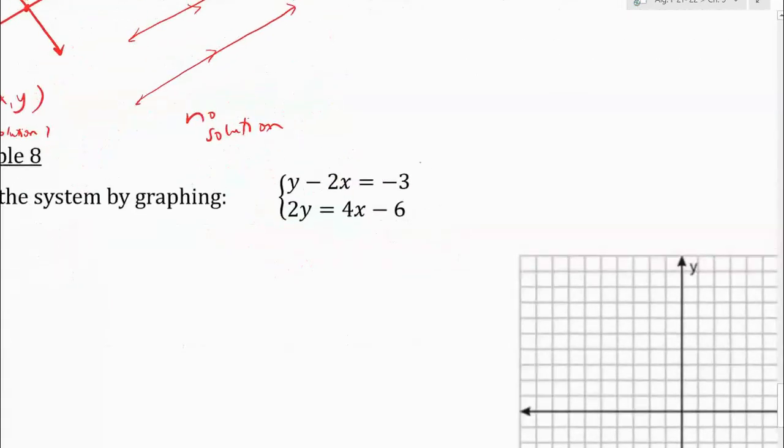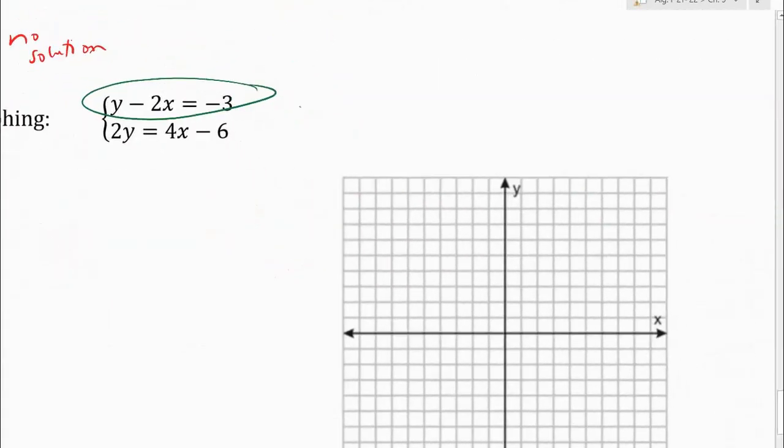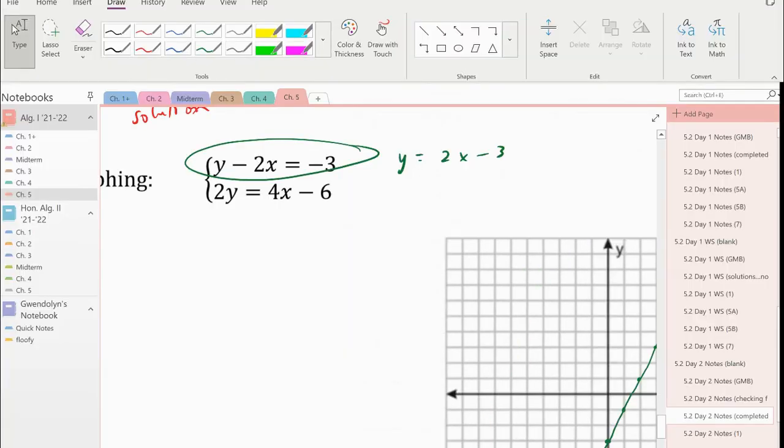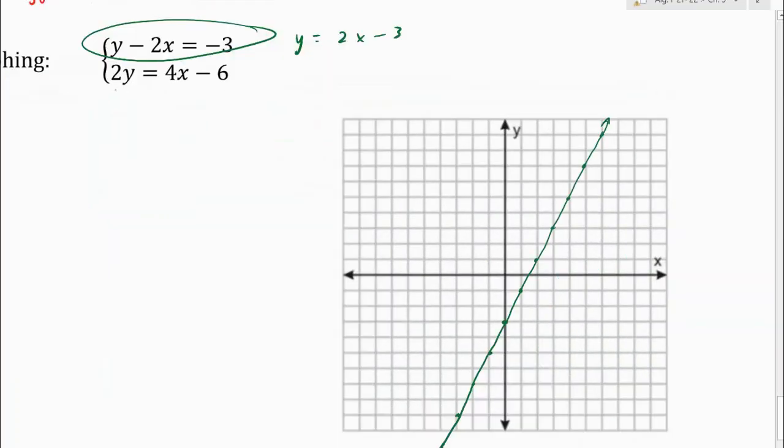Well, let's try this. All right, let's grab this one, which I'll rearrange it. Rise 2, run 1. Okay. All right, and we'll swap colors. This one, if I divide both sides by 2, I get the exact same line. Like it's just going to be on top of the other one.